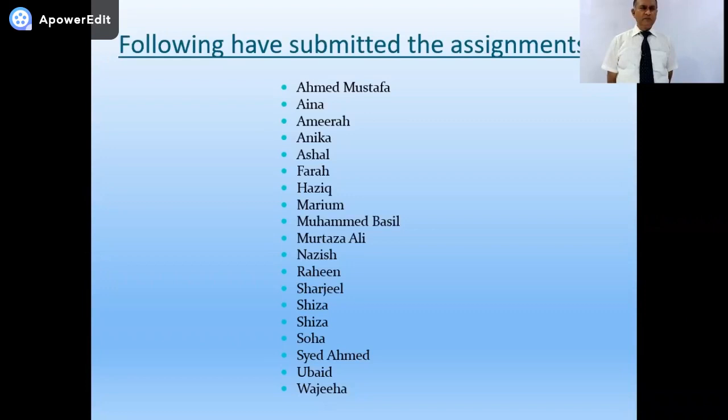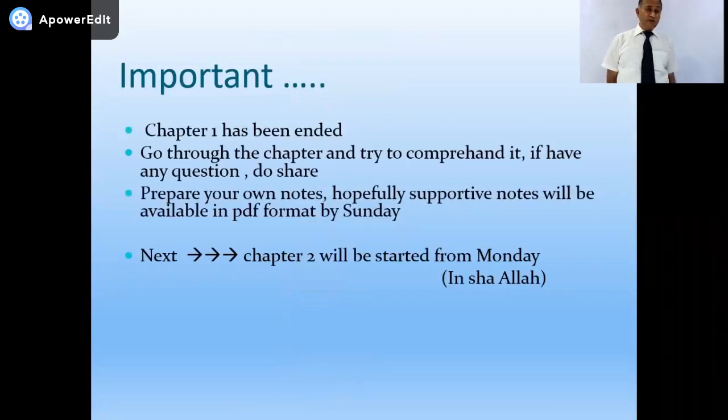So, that's all for today. But the last part: chapter number 1 has been finished. Go through the chapter and try to comprehend it by yourself. Read it, read it, read it. If you have any question, do let me know. I'm here to solve it. All right? Prepare your own notes. If you prepare your own notes, it means it's done. You will remember the topics, you will remember the chapter by heart. Supportive notes, I will try to upload them too by Sunday.